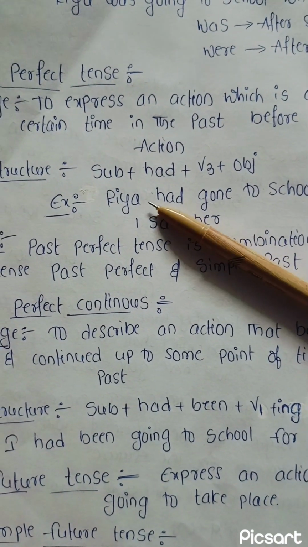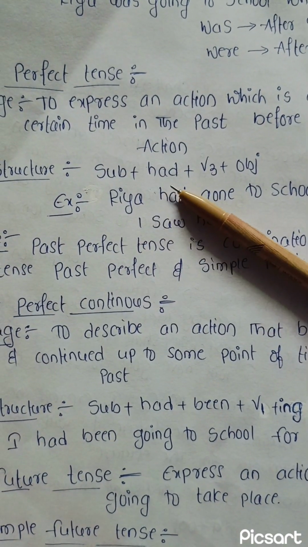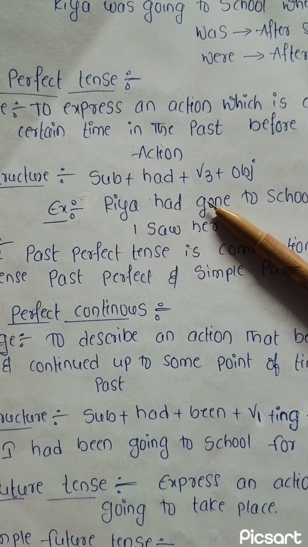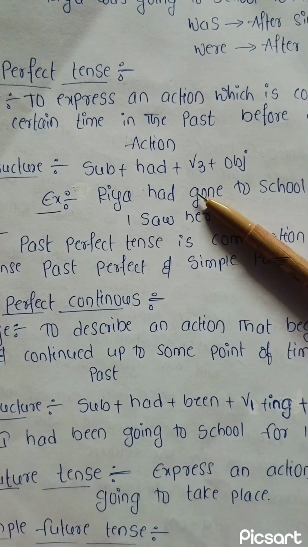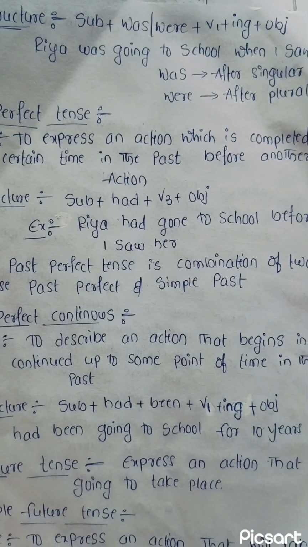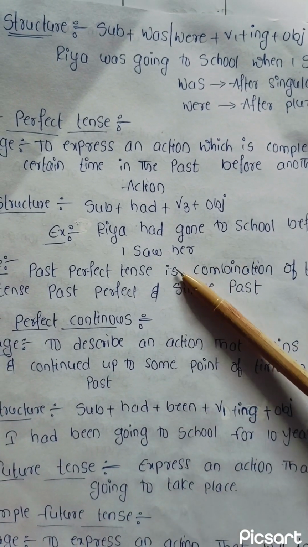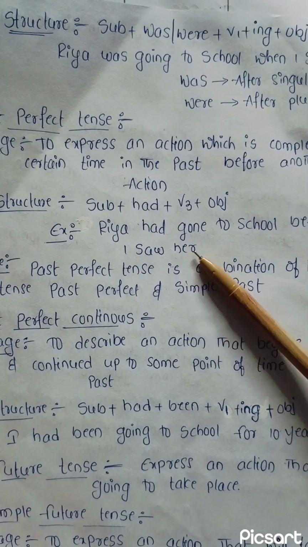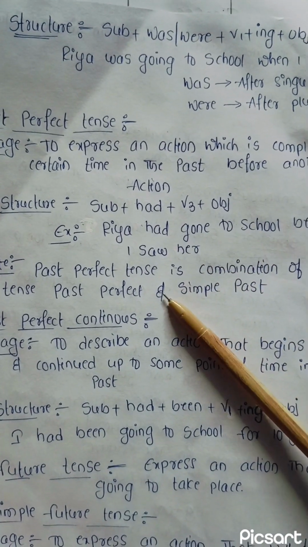What is the subject in this example? Ria. And we have to use had. Then verb 3 form. What is the verb 3 form of go? Gone to school. Before I saw her. I saw her is a simple past. It is a combination of two tenses, past perfect and simple past.